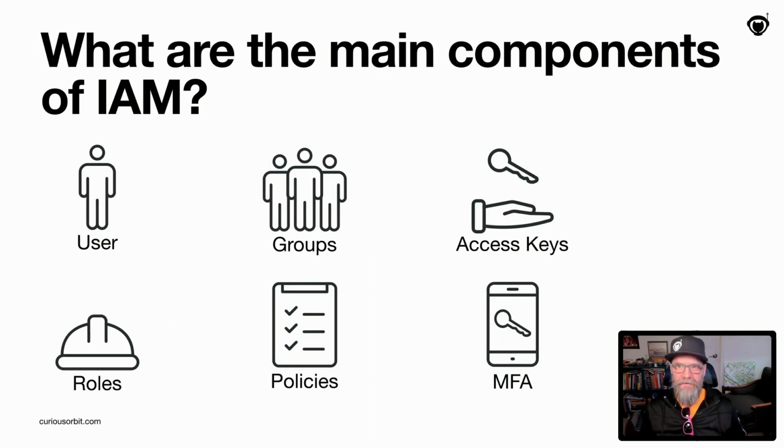We're going to discuss these main components. Sometimes you'll see some of these things referred to as entities in IAM. We're going to talk about users, groups, roles, and policies. And then we'll talk about access keys, as well as multi-factor authentication, or MFA.